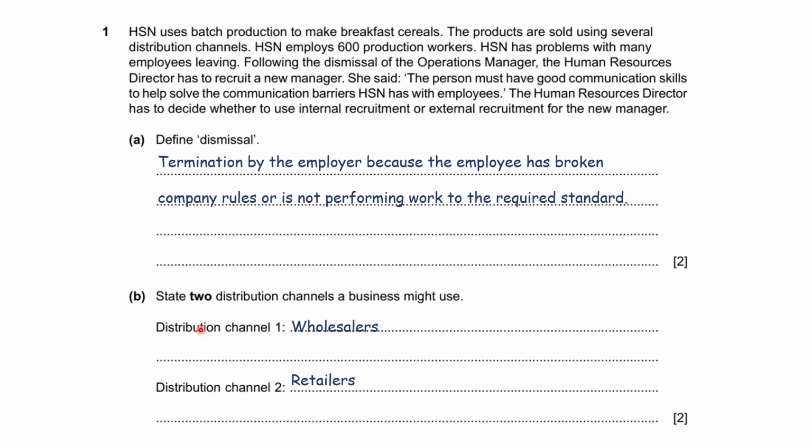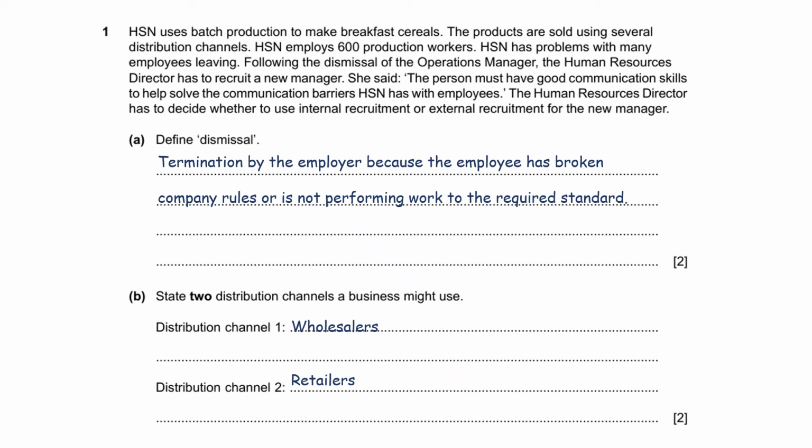All right, so I have written the answers here for define dismissal. Dismissal means termination by the employer. But why? Termination by the employer because the employee has broken company rules or is not performing work to the required standard. This is the definition, and as you see, I have included all the important key terms and a good analysis of the answer.